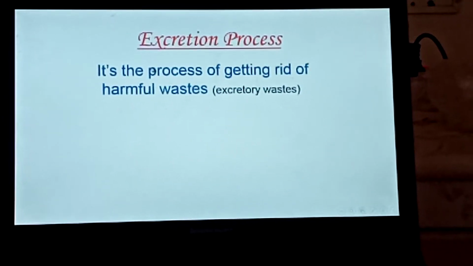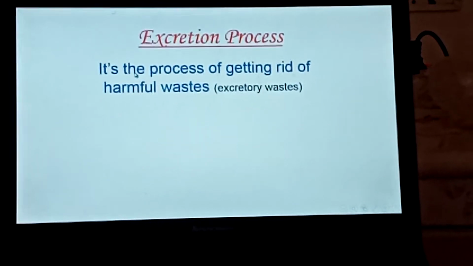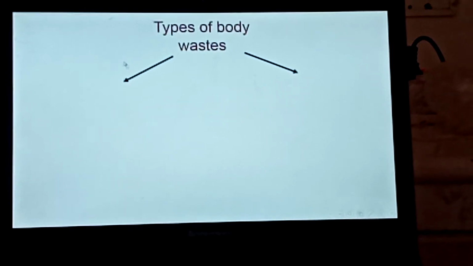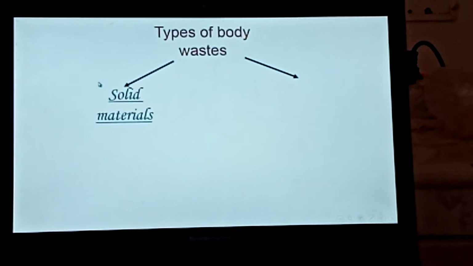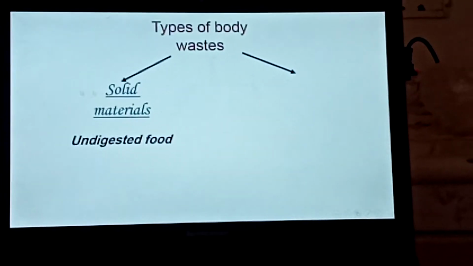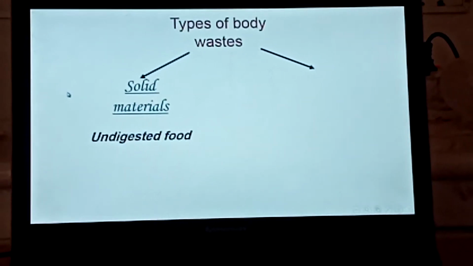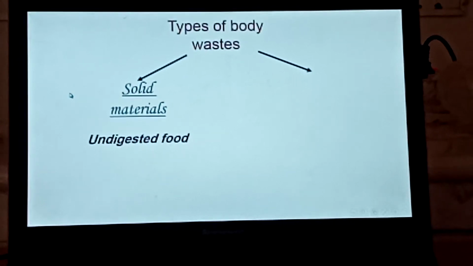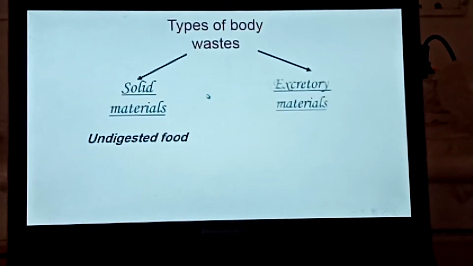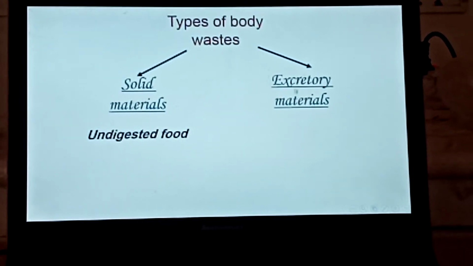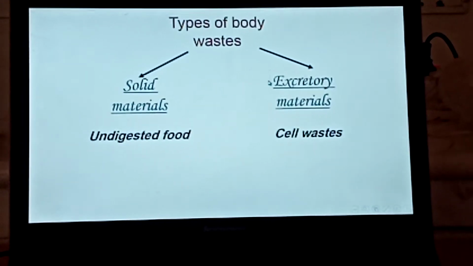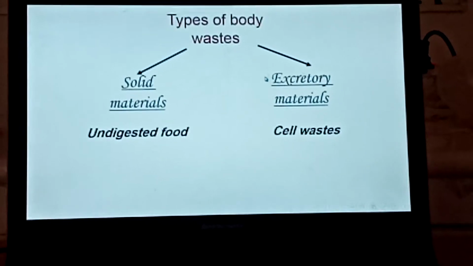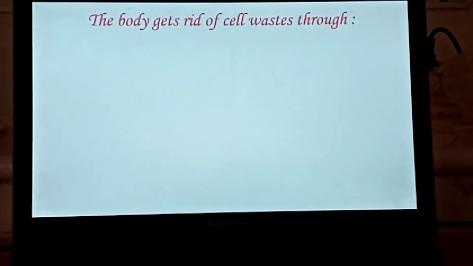Some of these wastes are harmful and some other wastes are harmless. What are the types of wastes inside our bodies? Solid wastes, which are the undigested food, are stored in the large intestine and we get rid of them through the anus. But some other wastes are called excretory materials, which are the cell wastes: carbon dioxide, water vapor, urea, uric acid, excess salts and water.